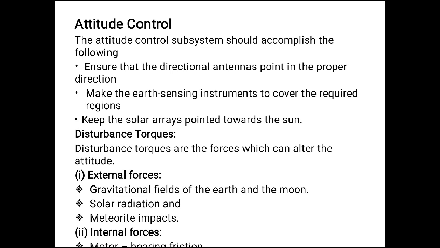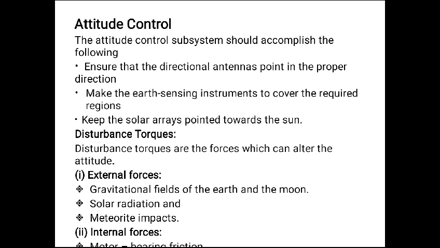Attitude control. The attitude control subsystem should accomplish the following. Ensure that the directional antennas point in the proper direction. Make the earth sensing instrument cover the required region. Keep the solar array pointed towards the sun.